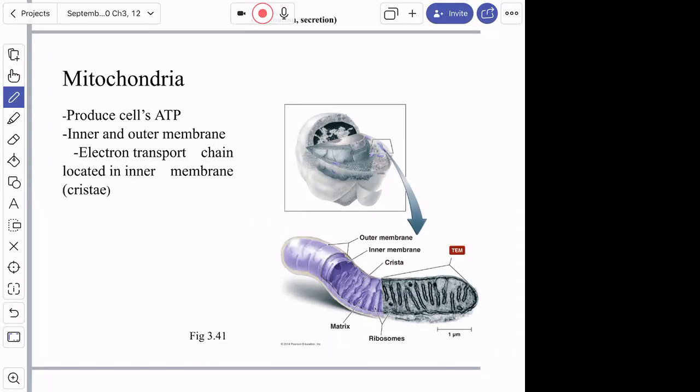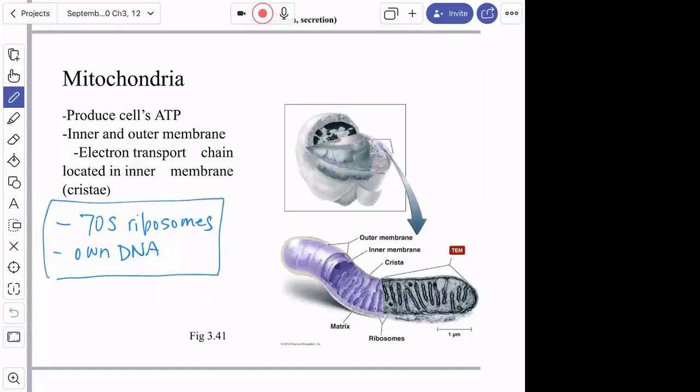Okay, a couple other things that are interesting about the mitochondria. They actually have their own ribosomes, and they're of a 70S structure. So that's kind of interesting. And they also have their own DNA. Okay, and it's a small circular chromosome. Okay, so we're going to come back to the importance of that in just a second.